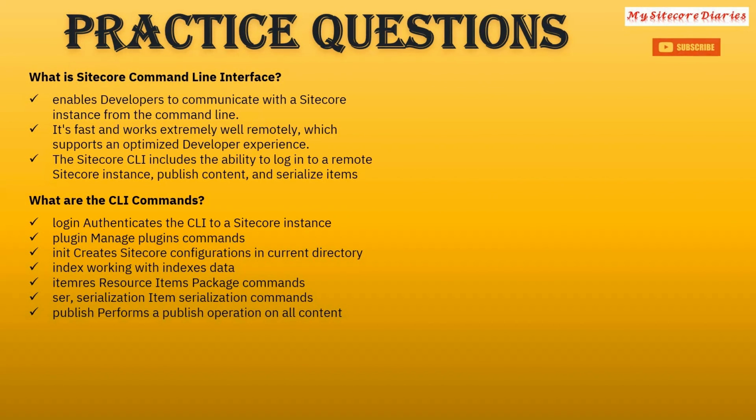What are the CLI commands? Login authenticates the CLI to the Sitecore instance. Plugin manages the plugin commands. Init creates a Sitecore configuration in the current directory. Index is for working with the index data. Itemres is for resource item package commands. Serialization is the item serialization command. Publish performs a publish operation on all content. I think we have not seen the index one, but you can use the index also. Itemres, the resource item package commands, we can also use.